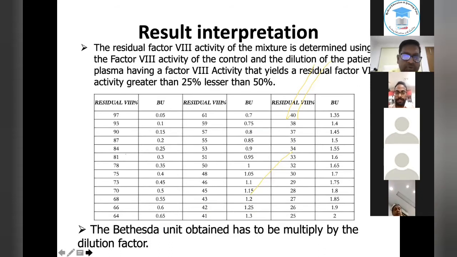So you have to do serial dilutions of the inhibitor, because by doing a serial dilution, you are reducing the inhibitor level and trying to achieve 1 Bethesda unit in one particular dilution. Whichever dilution achieves nearby 50% of the residual factor VIII activity, you have to multiply that Bethesda unit with the dilution factor to get how much inhibitor is there in your sample.